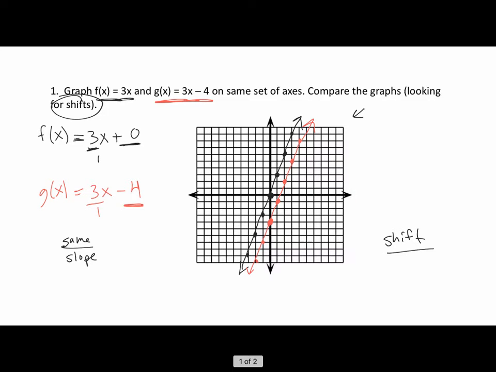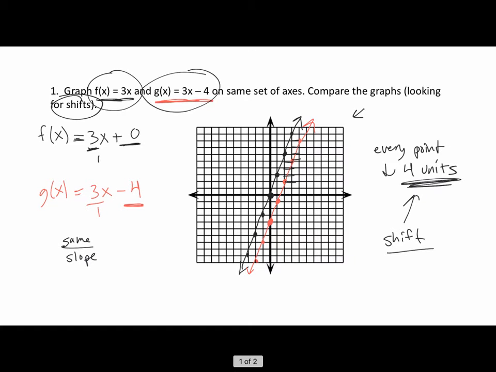Well, it looks like every point is down 1, 2, 3, 4. 1, 2, 3, 4, right? So every point is down 4 units. So that's the important thing that we're looking for. That's the shift here. Can you see that from the functions? If you were to look at those, can you see a downward movement of 4? That's something we'll focus more on in a future section coming up soon.